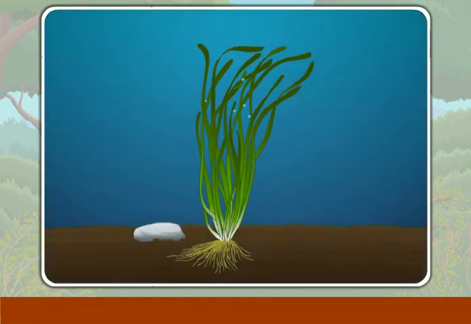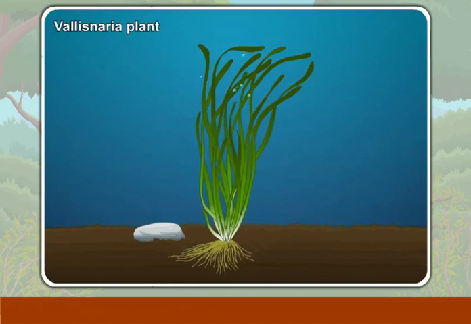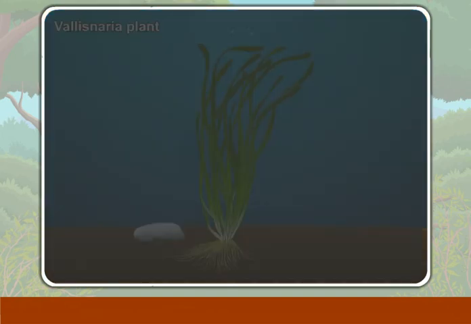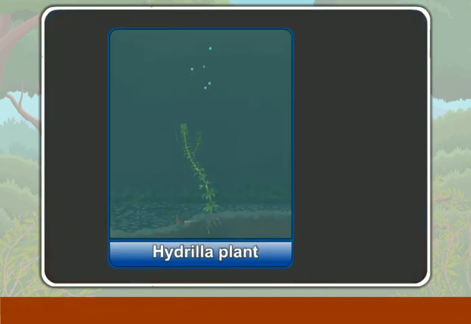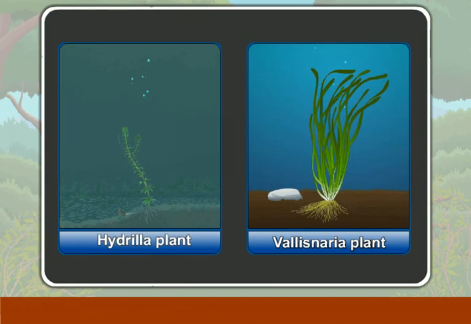Have a look at this grass plant. It has ribbon-like leaves, hasn't it? Do you know the name of this plant? It is a Vallisneria plant. Like the hydrilla plant, the Vallisneria plant also remains completely inside the water.